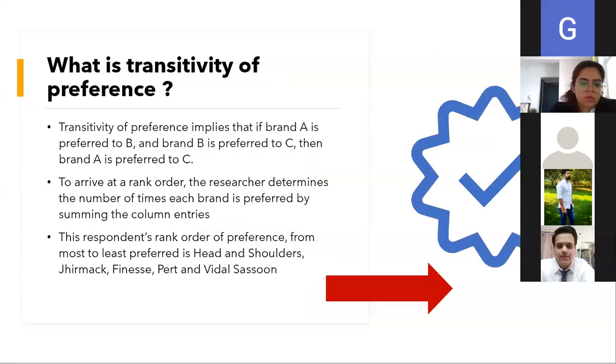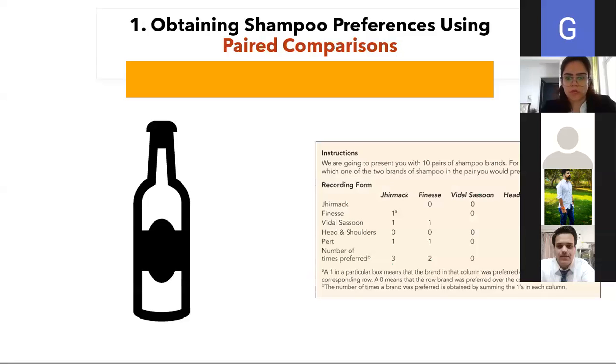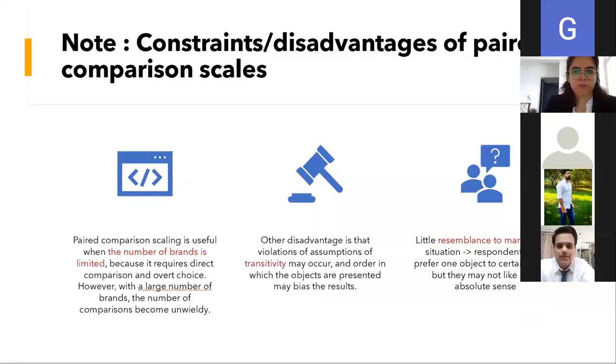So what is transitivity of preference? If A is preferred to B and B is preferred to C, then we can say that A is preferred to C, isn't it? Yes, ma'am. It is just that simple. This is called transitivity of preference. And I think I showed you this example also. We discussed the number of times it's preferred. Yes, ma'am, we did it in the last class. Then how to convert the number of preferences to rank. We counted these numbers and said, okay, this is rank 1, the most preferred one, Head and Shoulders and all. This we have covered.